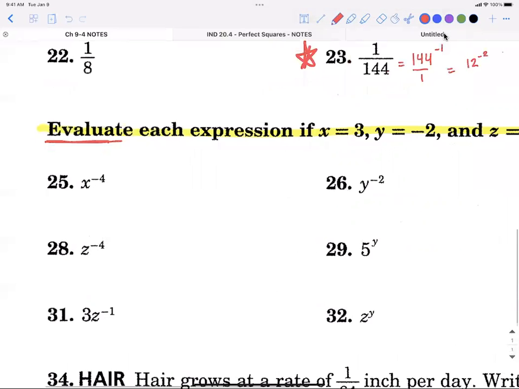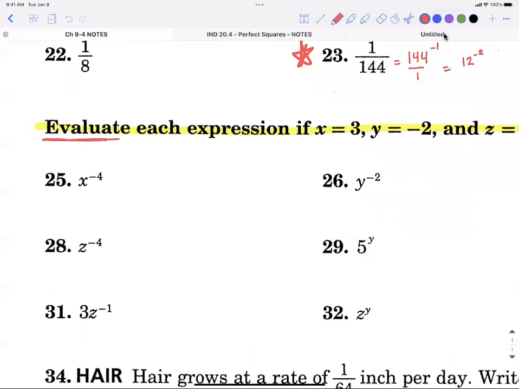Well, the first thing I'm going to do, so x to the negative 4, I'm going to fill in what x is, and I'm going to use parentheses here. So I'm going to fill in what x is, and I'm going to raise it to the negative 4. And in this case, x is 3. And before I do anything, I'm going to get rid of that negative exponent. So I'm going to put it on the bottom and get rid of the negative. So now I've got 3 to the 4th power. That almost looks like 34. Let me fix that and make sure it's very clear.